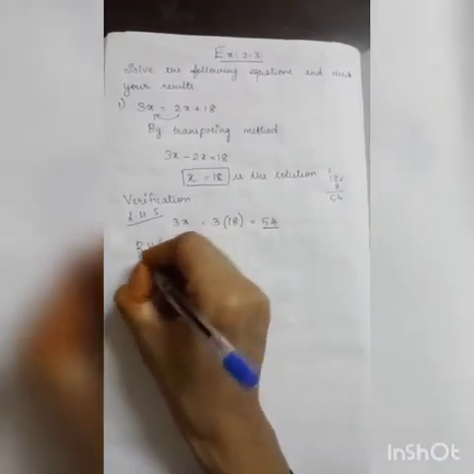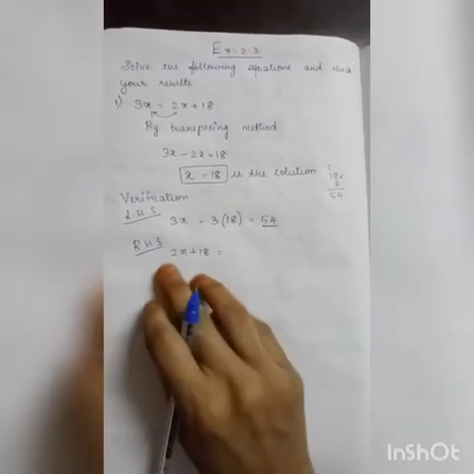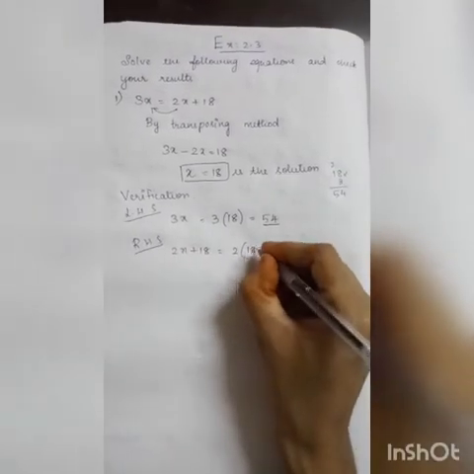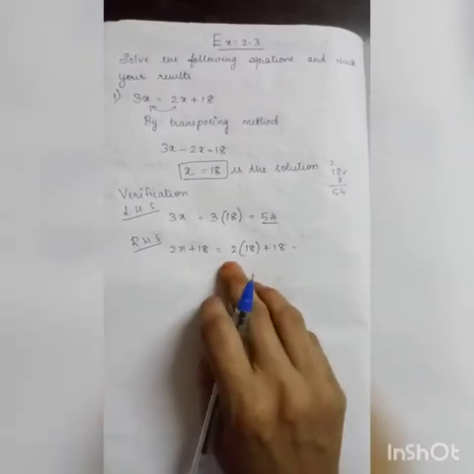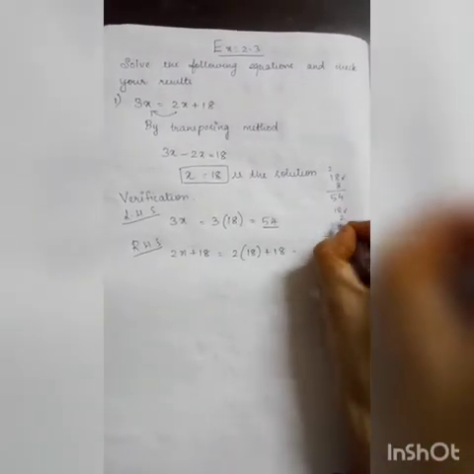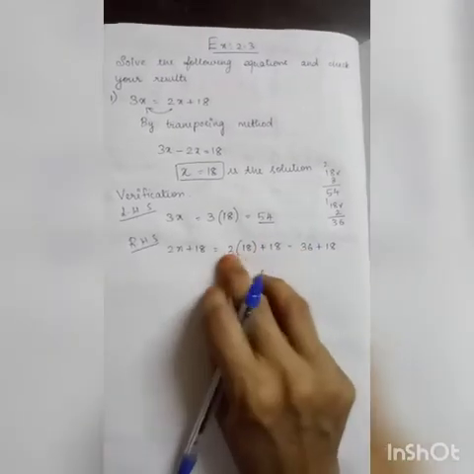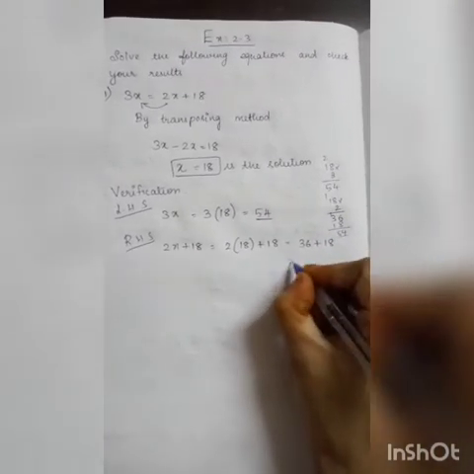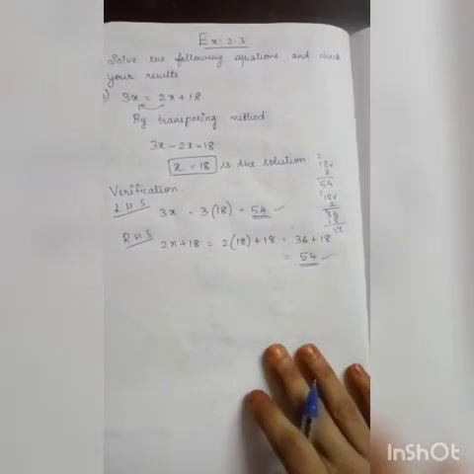RHS. What is my RHS value? 2x plus 18. 2 into x value is what? 18 plus 18. 2 into x value is 18 plus 18. 18 2s are 36. 36 plus 18. So answer is 54. So here LHS and RHS are equal.